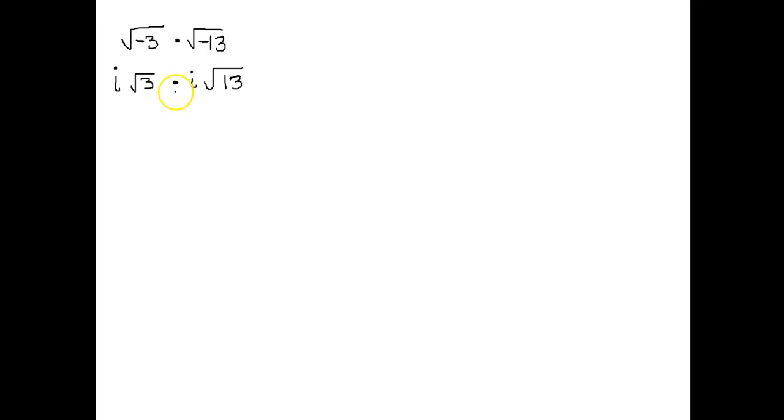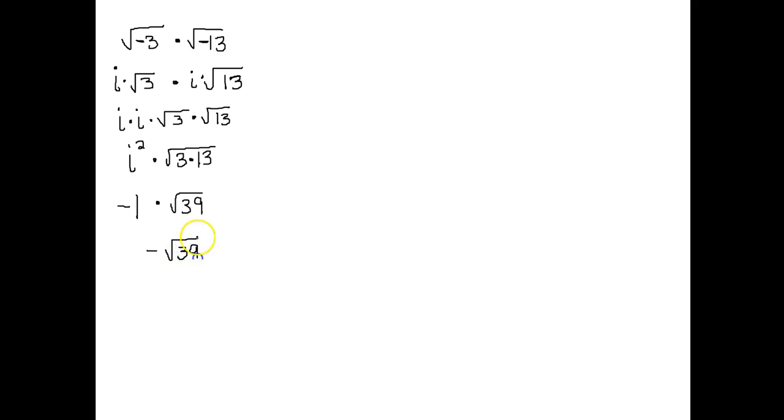Okay. So then we've got i times, remember this i next to the square root is like saying i times, and this i next to the square root is like saying i times. So by the commutative property, we could multiply i and i together, and then also multiply square root of 3 and square root of 13 together. Well, i times i is i squared. And then we can apply the product rule to our radicals and do 3 times 13 under one radical sign. Well, i squared we learned is negative 1, and that's times square root of 39. So we end up with negative square root of 39 as our answer.